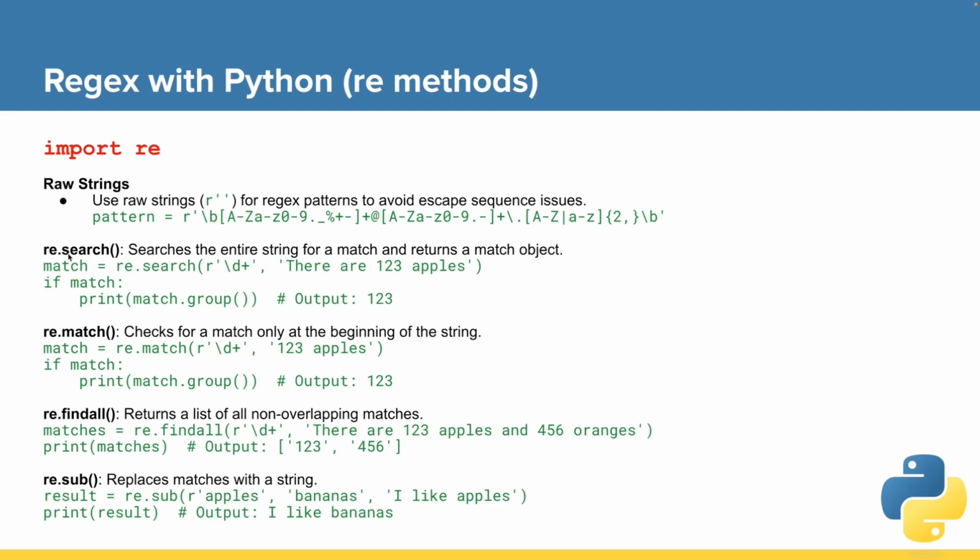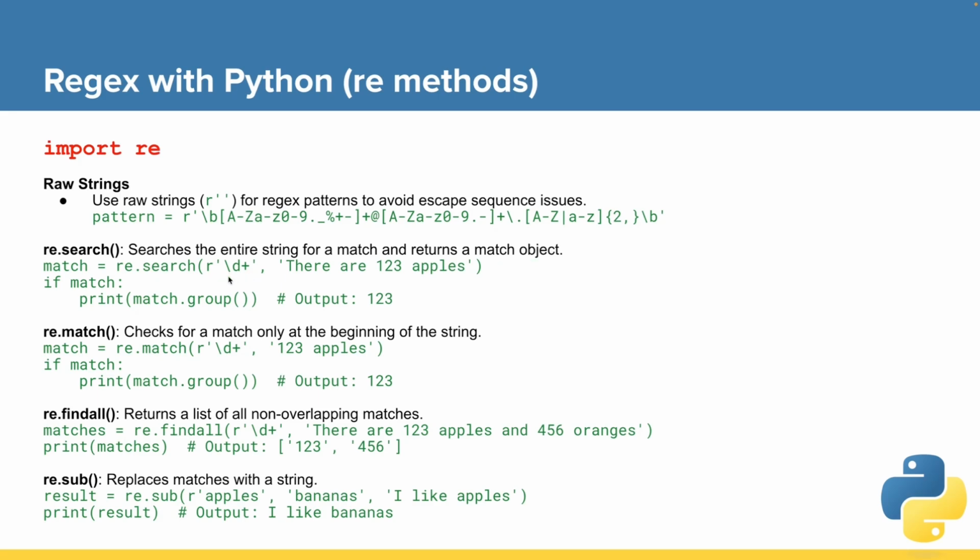There's four functions or four methods of the re module that I think are worth discussing at this juncture of our Python learning. There's the search method, the match method, the findall method, and the sub method. And with these four methods, we can do quite a bit. So the search method searches the entire string for a match and returns the object.